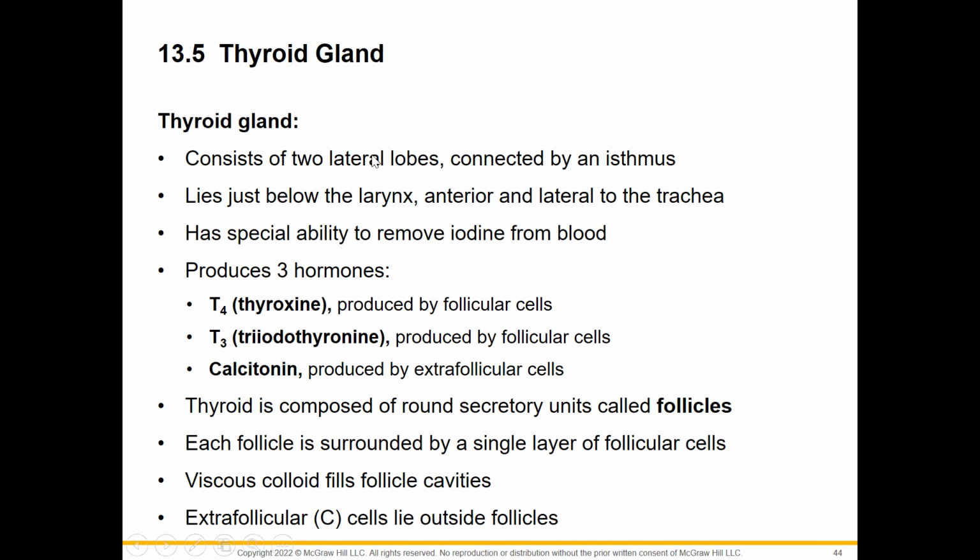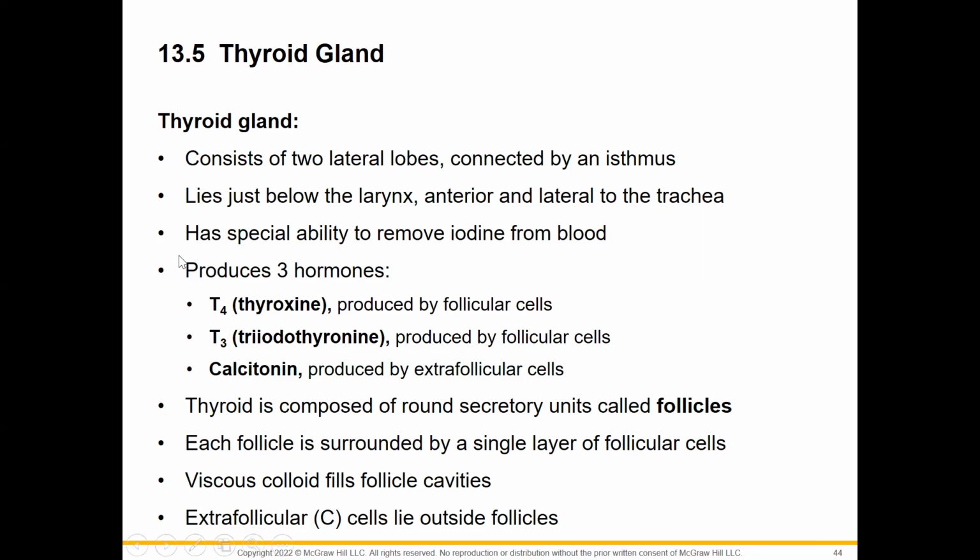The thyroid has a special ability to remove iodine from the blood. That's important because that iodine is then going to be used to make some of the thyroid hormone.